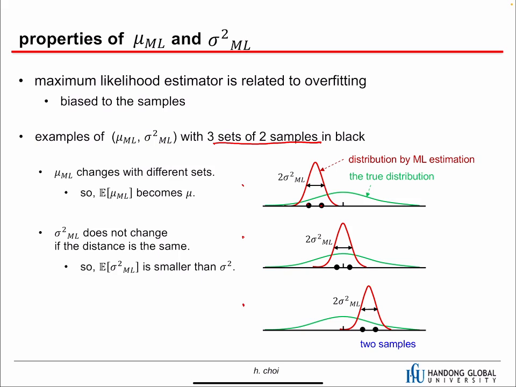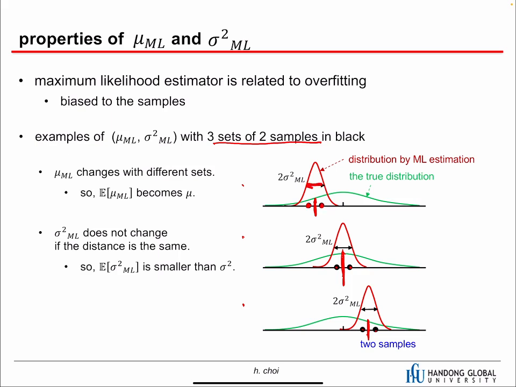If we calculate the mean with these 2 samples, the mean would be around here. And if we calculate the mean with these 2 samples, the mean would be around here. And if we calculate the mean here, the mean is here. This one is the estimator for the mean. Then we have 3 estimators. If we take an average, then probably it will converge to this one. Okay, it's unbiased.